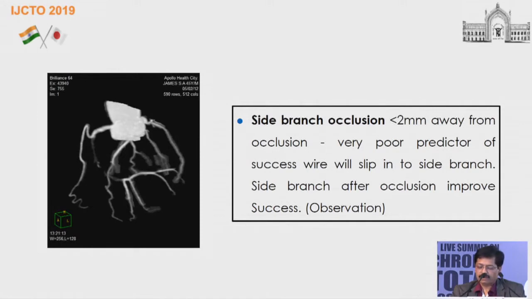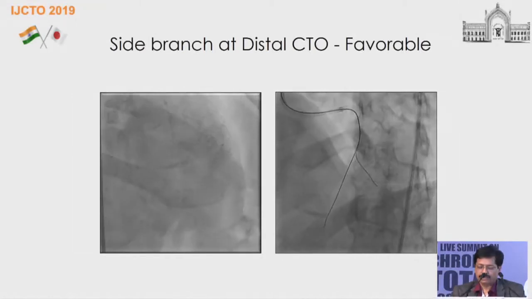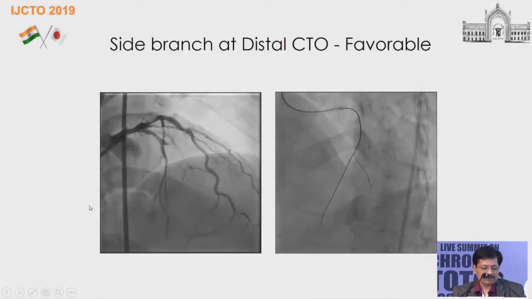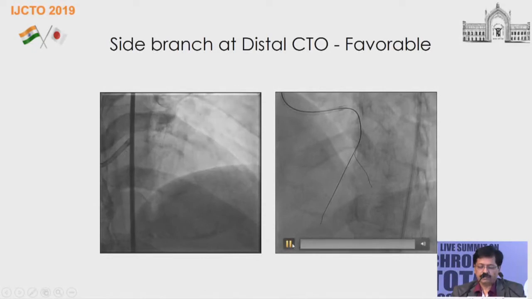And the side branch after the occlusion, we have seen this observation. You can take help of the side branch, like the LAD diagonal, one more diagonal distal to that. Here you can see this. We entered the distal diagonal, then we have done the plaque modification. Can you play the first one? So you can use the plaque modification, and you can enter the true lumen here. So this way, the side branch at the distal occlusion is very useful.